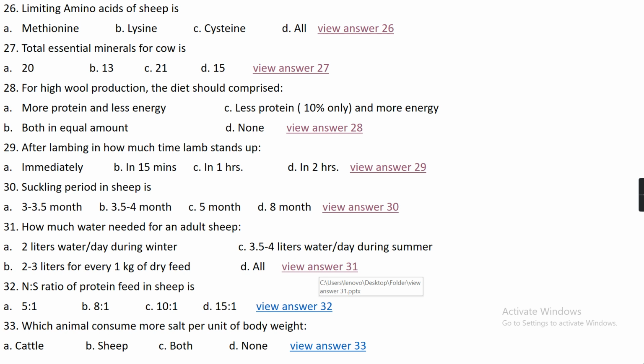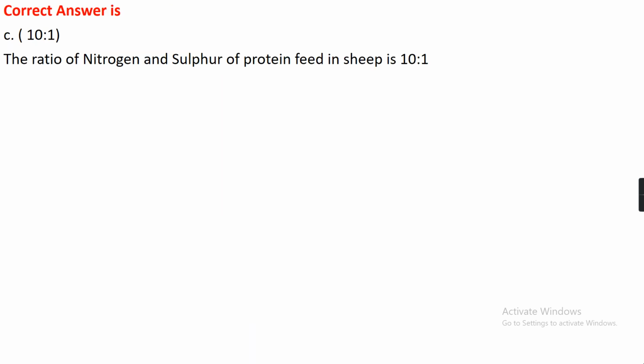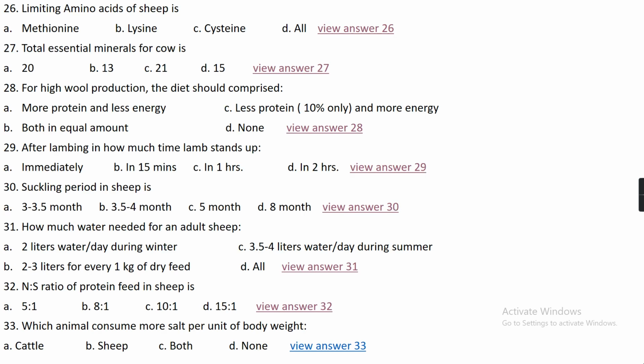Okay. Question number 32. Nitrogen and sulfur ratio of protein feed in sheep is option A 5 is to 1, option B 8 is to 1, option C 10 is to 1, or option D 15 is to 1. The right answer is option C, that is 10 is to 1. The ratio of nitrogen and sulfur of protein feed in sheep is 10 is to 1.